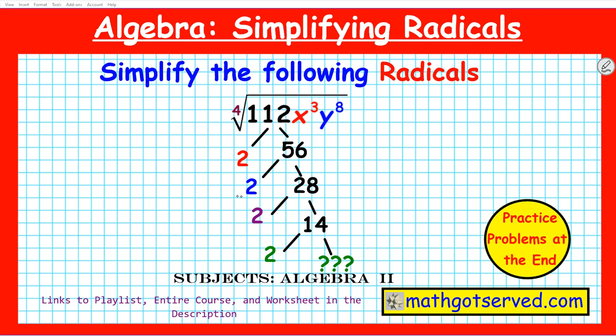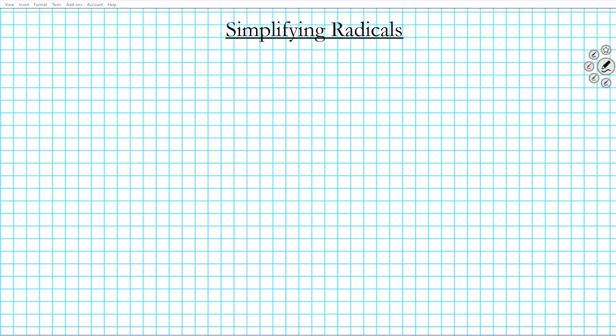In this clip, we're going to be taking a look at how to simplify radical terms. All right, so the instructions for the examples we're going to do are for us to simplify the following terms.